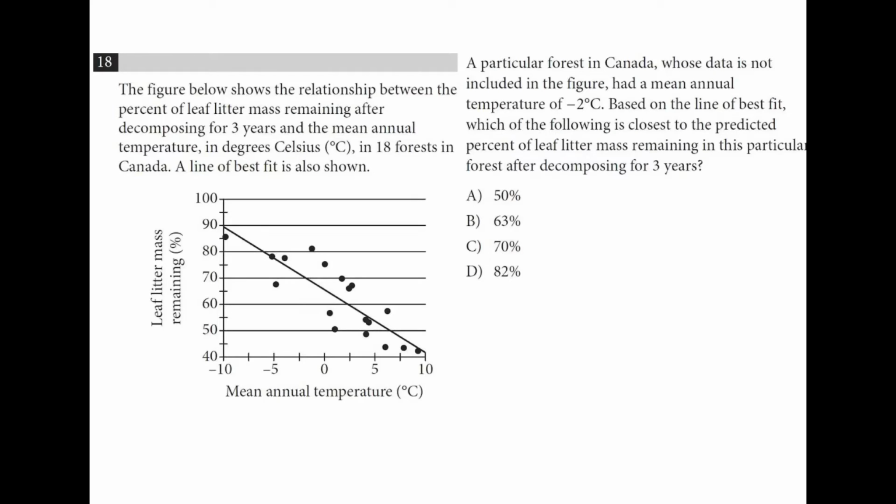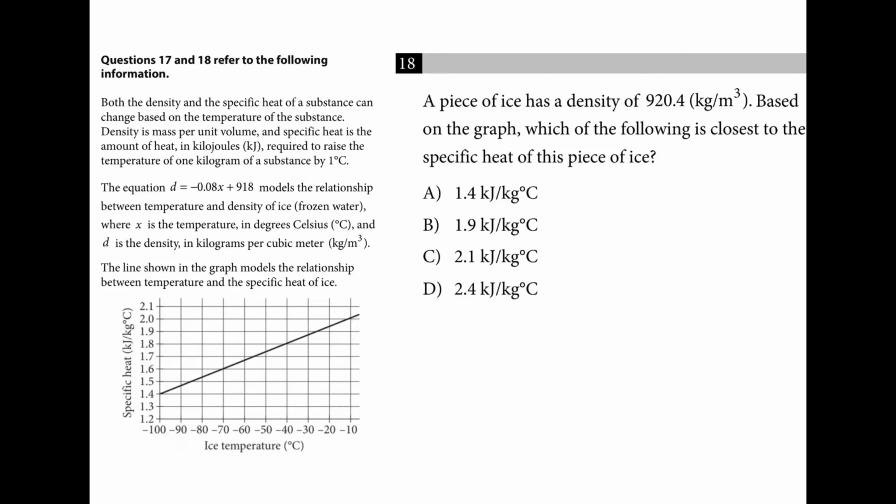A particular forest had a mean annual temperature of -2°C. Based on the line of best fit, what would be the prediction? So if I follow, this would be about -2 here. If I go straight up, it's going to be just below 70, well, really close to 70. There's our answer.